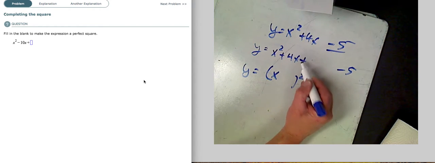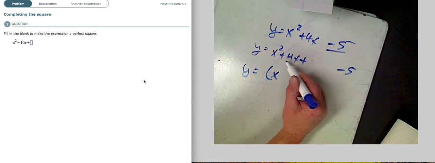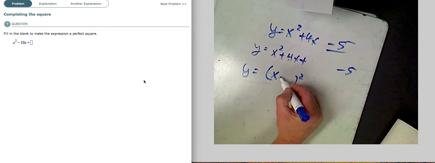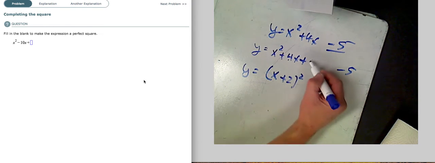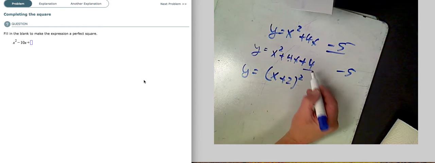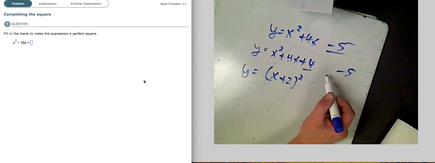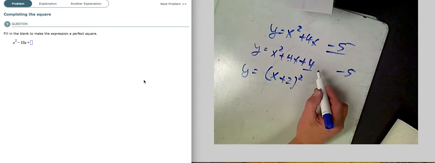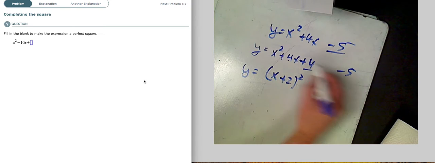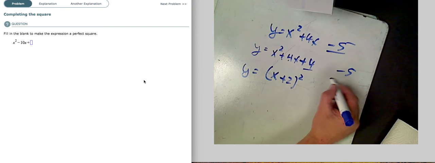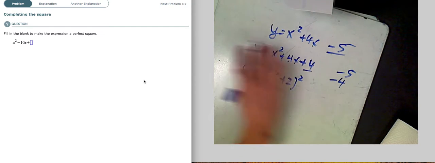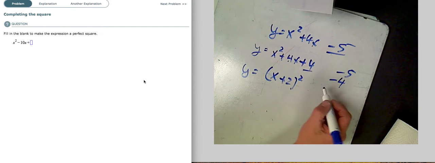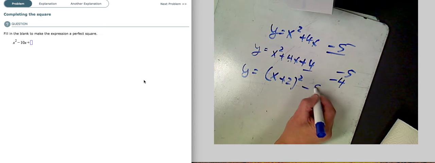And so I'm going to add half of this. Half of 4 would be 2, and 2 squared would be 4. So now I've added that 4 there. But now I've changed this equation so it's no longer equivalent. So what I need to do is fix it so that it is the same. I added 4 to the equation, so I'm going to subtract 4 on this same side of the equation, and I'm going to get negative 9.